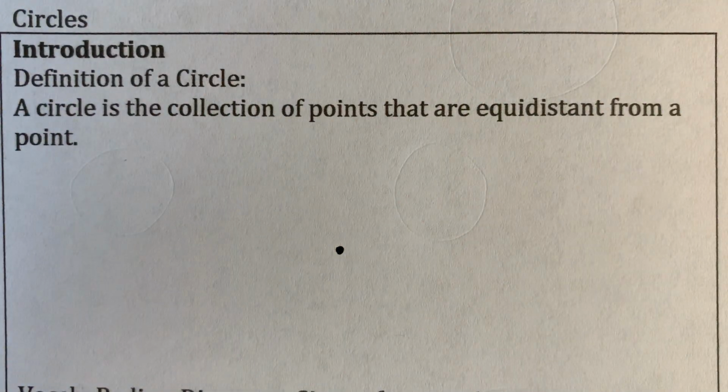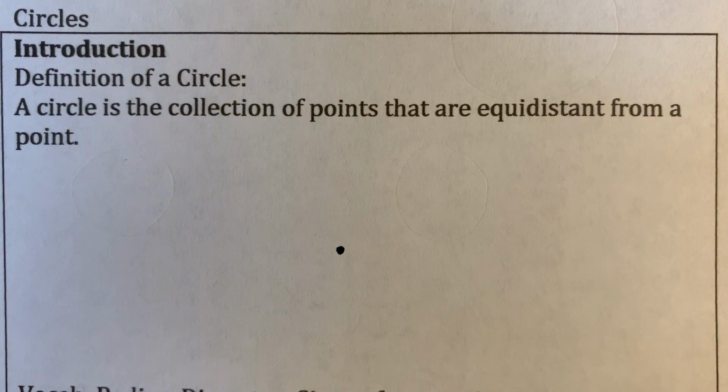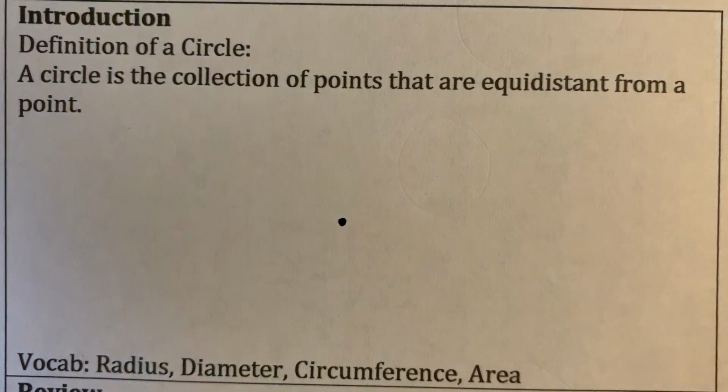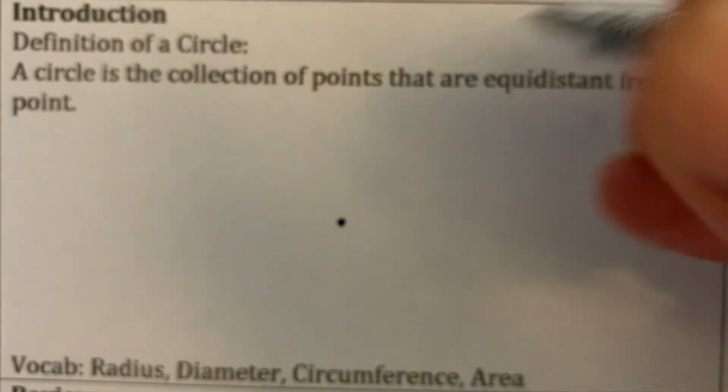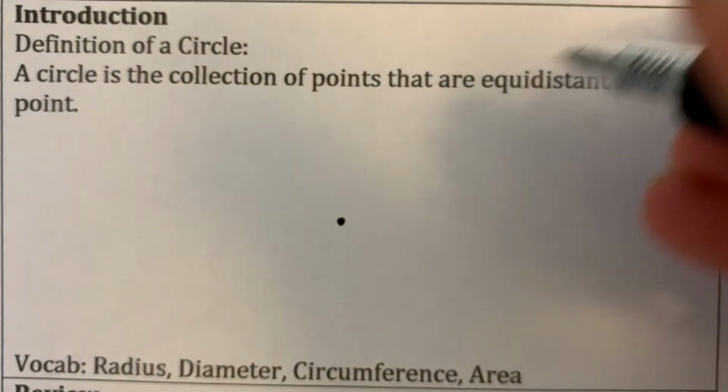Hello everybody, today we'll be transitioning away from triangles into circles. So the technical definition of a circle is the collection of points that are equidistant from one point. So let's find all the points that are 1 centimeter away from this point.